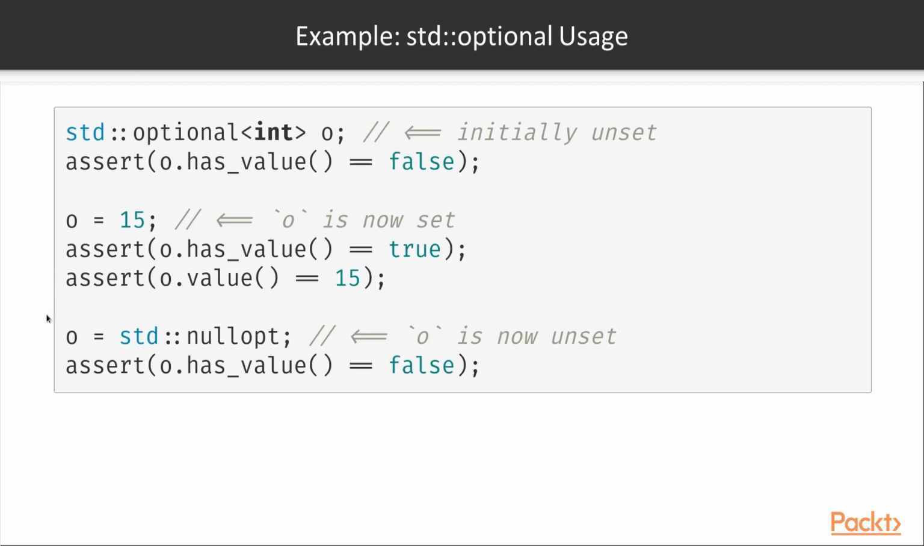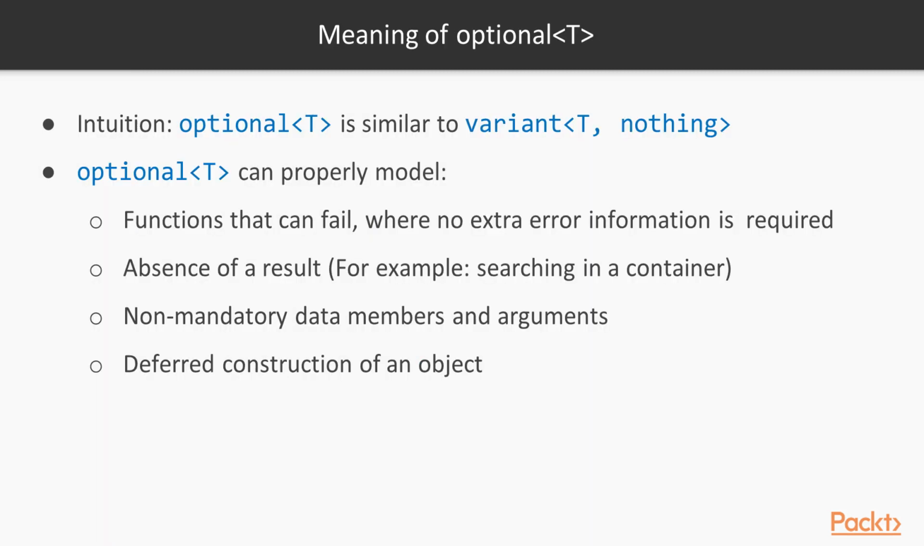Finally, if we want to make the optional empty again, we have a few options. In this case, I'm using assignment with the special std::nullopt object, which represents an empty optional, which makes the optional empty again, and we can assert that by checking that has_value is equal to false.